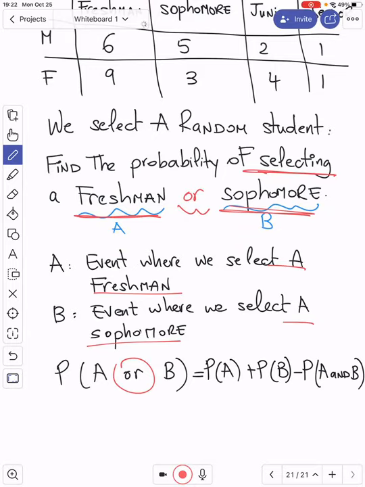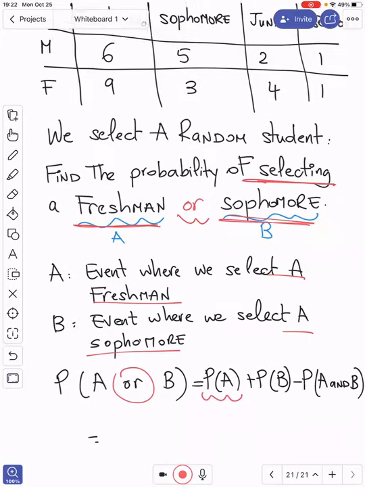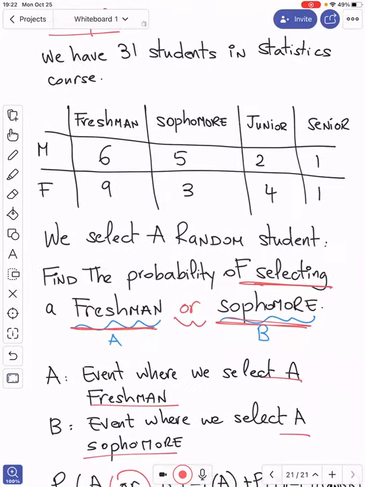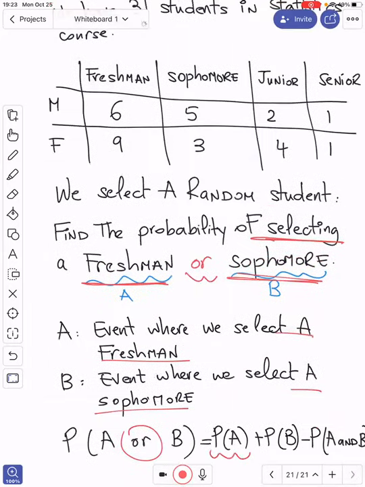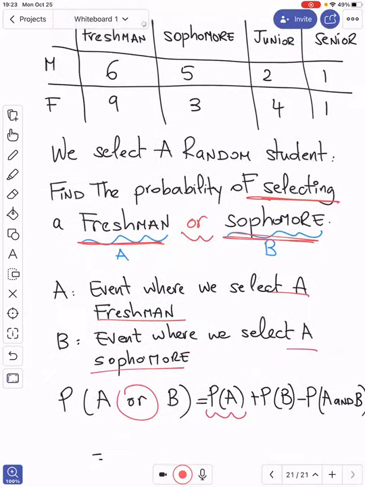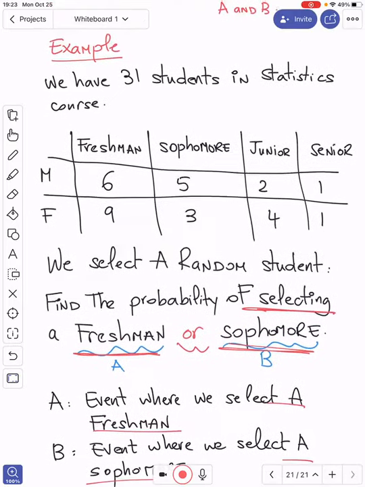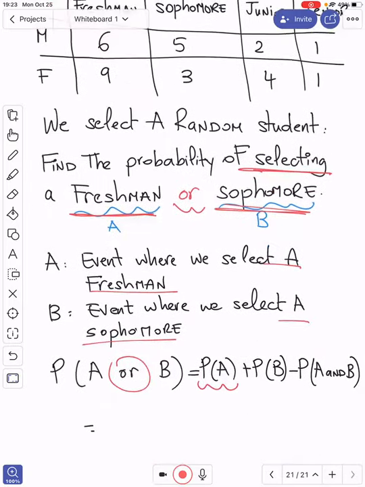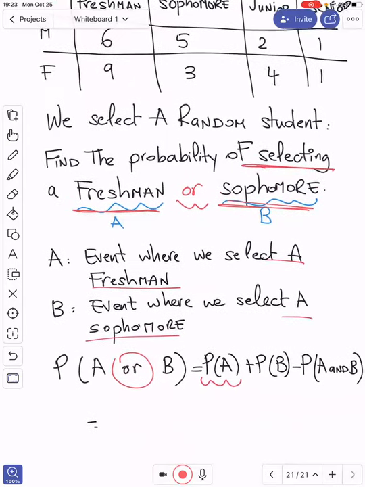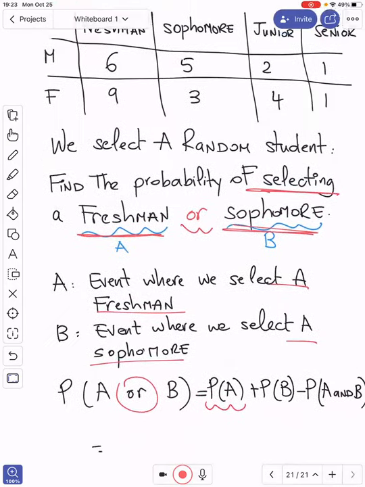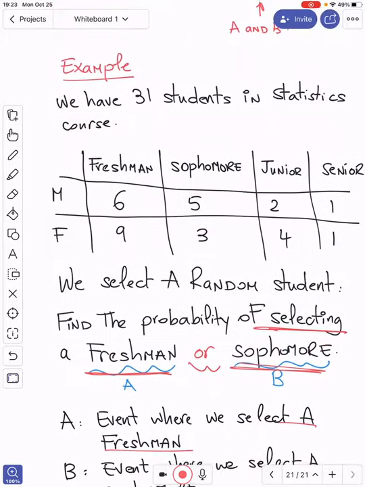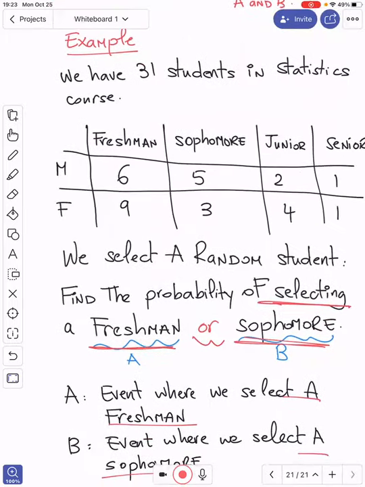Now, that will be equal to, first, what's the probability of A? What's the probability of selecting a freshman? How we find the probability, of course, is the frequency of the event over the size of the sample. Frequency of the event is how many we are interested in selecting. So how many freshmen are there? Any guess? 15, guys? 15, right?